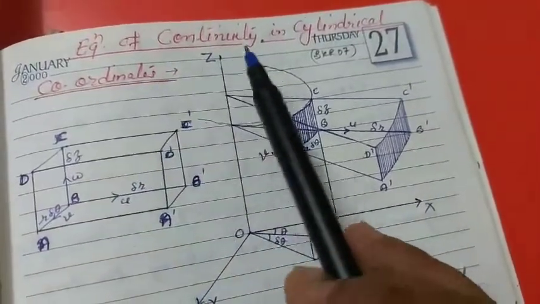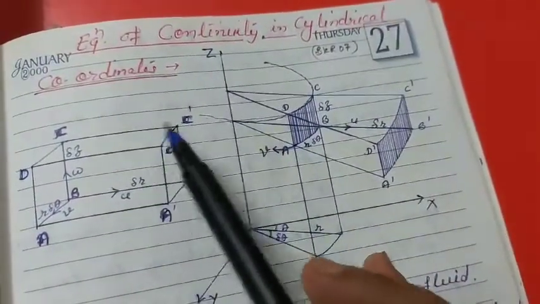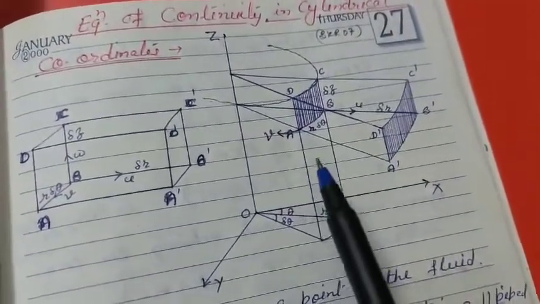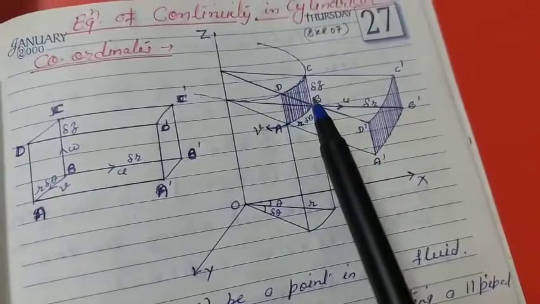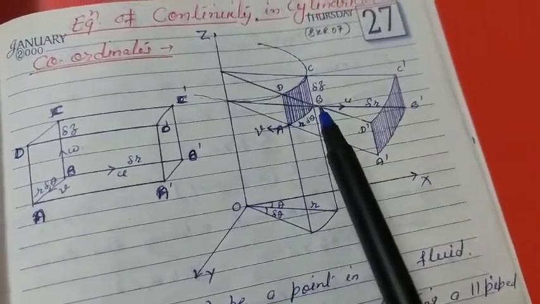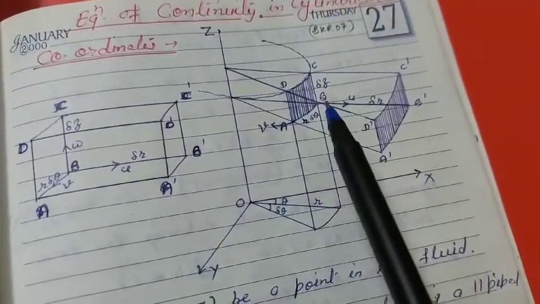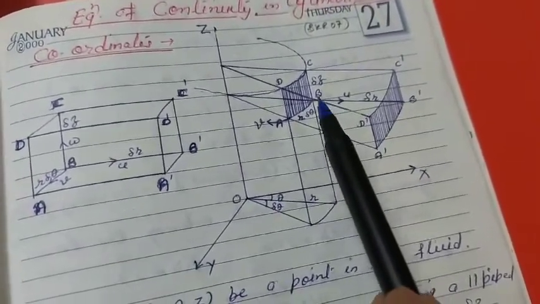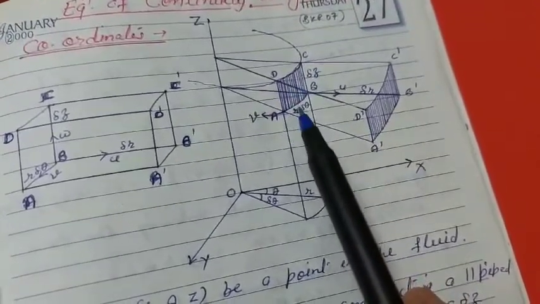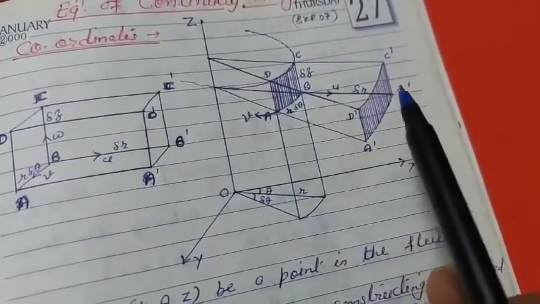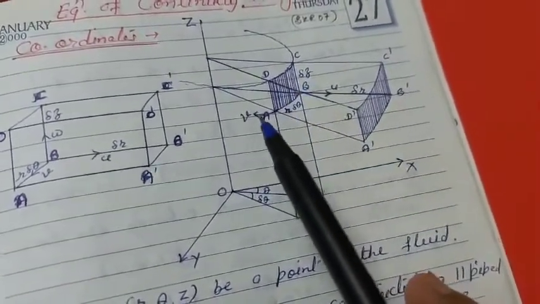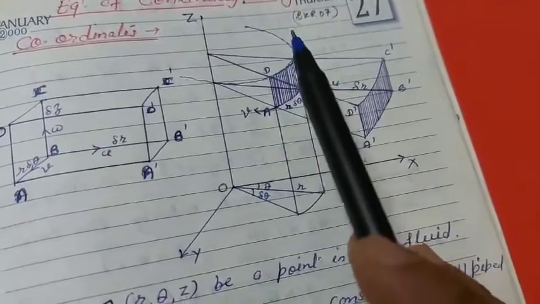Next is, what is the equation of continuity in cylindrical coordinates? This is the figure. Let the coordinates of B be r, theta, z. This is a point in the fluid. Taking B as one corner, construct a parallelepiped with BB dash equal to delta r, BA equal to r delta theta, and BC equal to delta z.